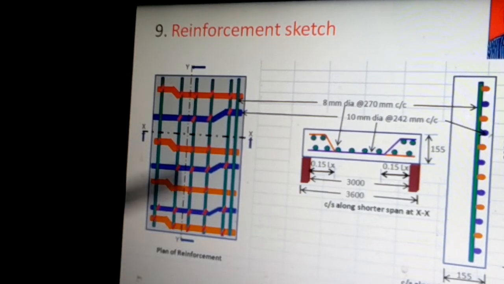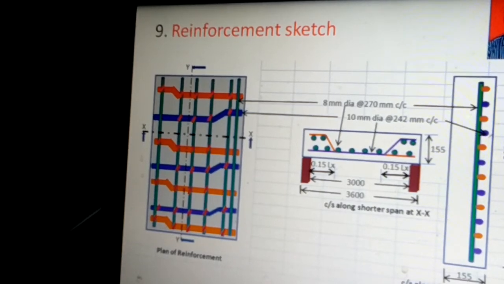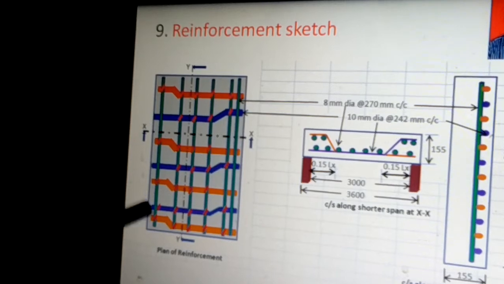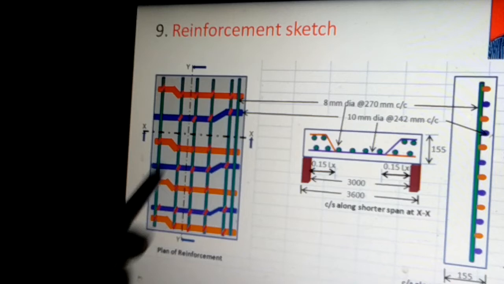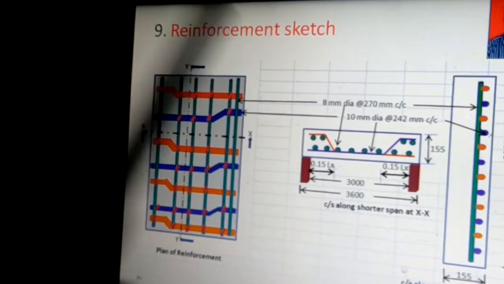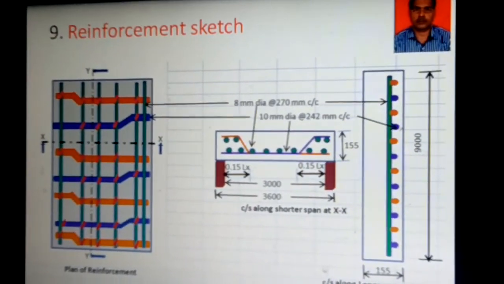So throughout the slab the bent up bars will be provided on the left support and the right support on the shorter span. Now transverse to these bars there are distribution steels all along the length Ly on the bottom of the slab as well as in the top bent up bars. So if you see the cross section, you can see the cross section.